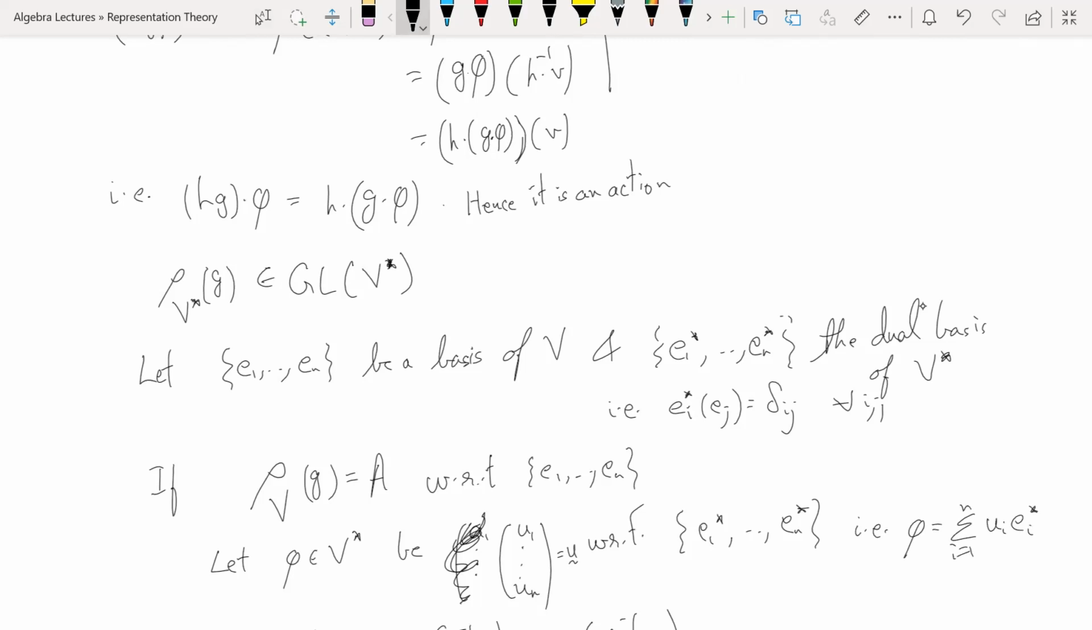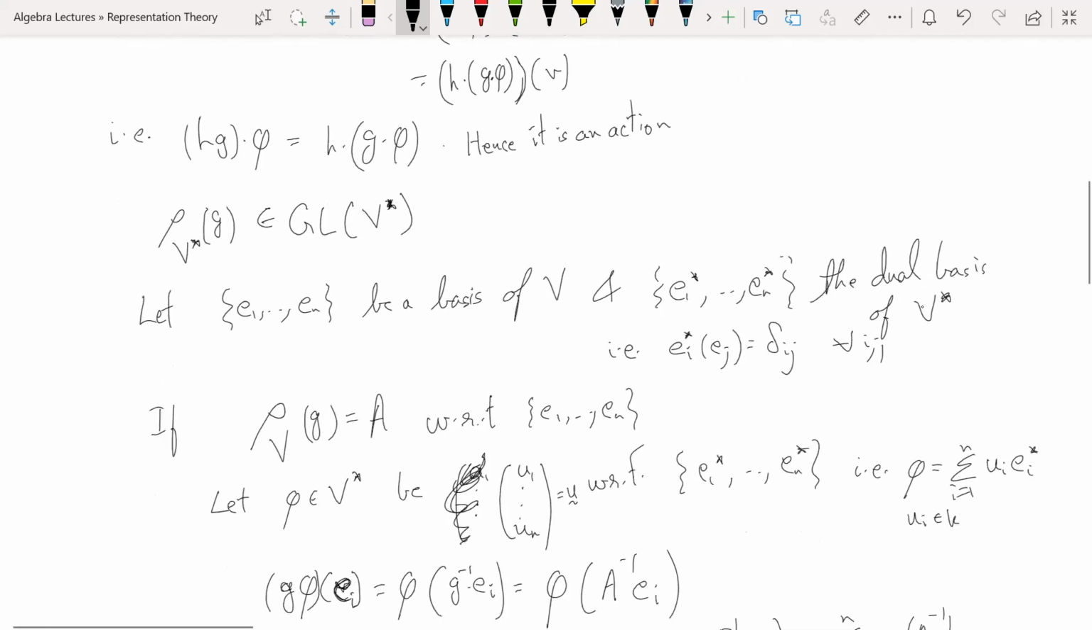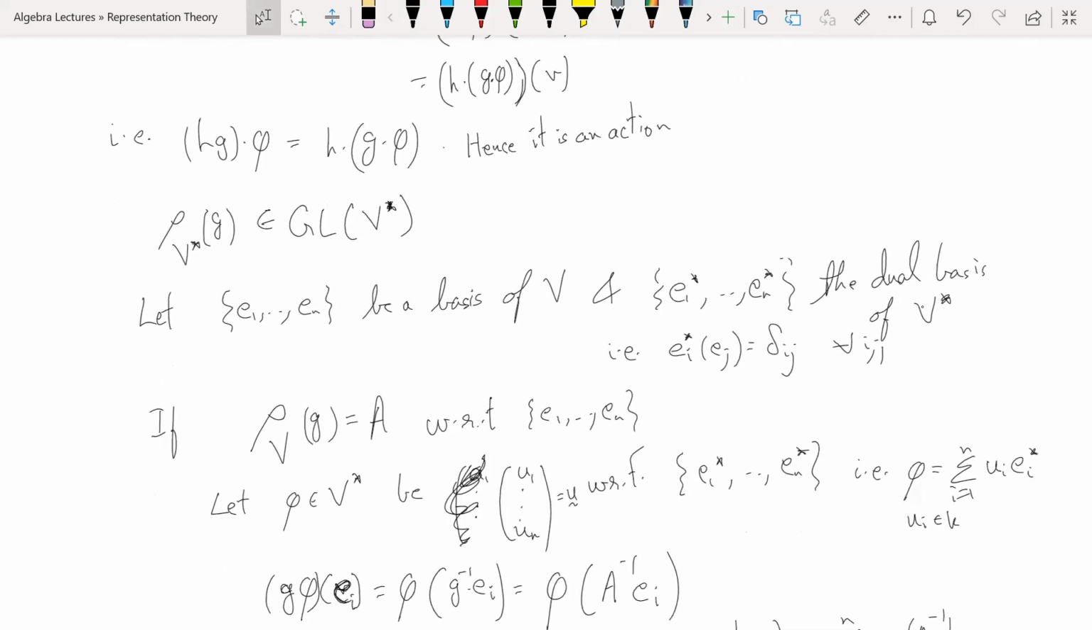Here the Ui are in the base field, so you get a column vector. This you must have seen in linear algebra: whenever you have a basis, you can write it this way. I'm trying to write the coordinates of phi in terms of this dual basis. I need to know where G phi goes. If I know where G phi goes, then maybe I can write it in terms of matrices.